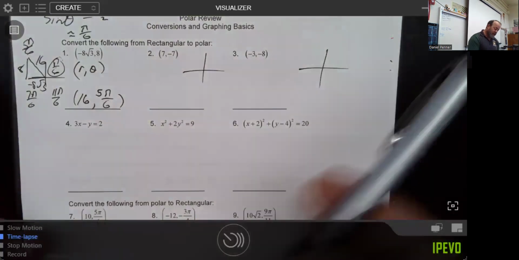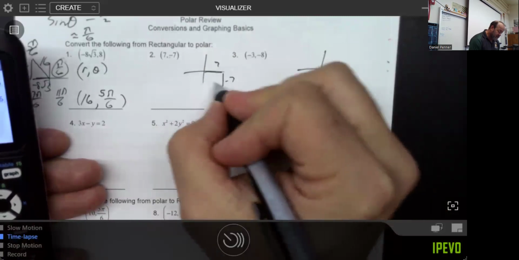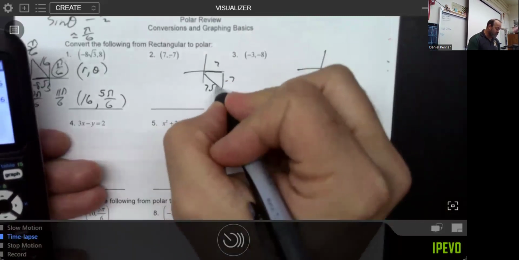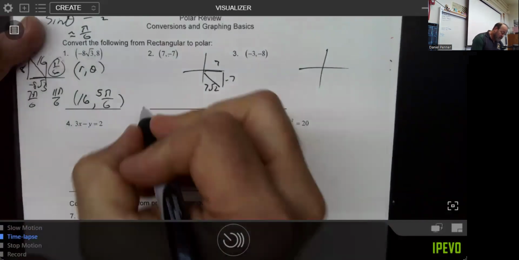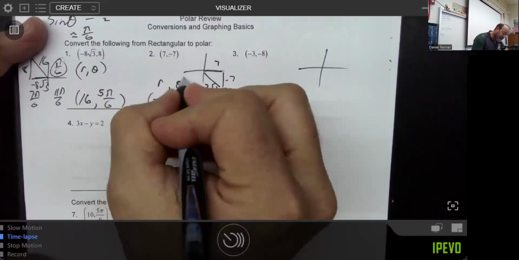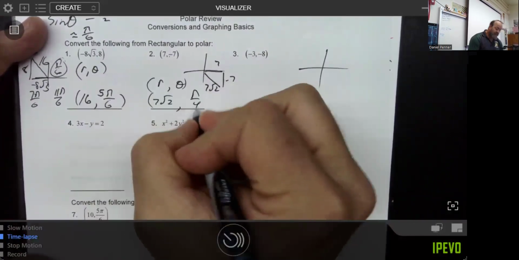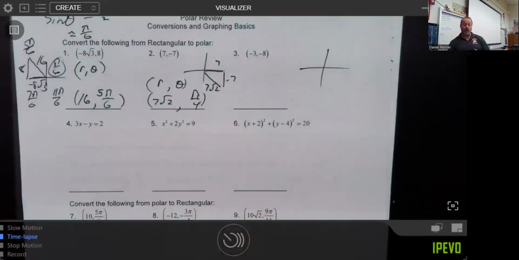Now, similarly, right here, if you go to the right 7 and down 7, that's going to make a hypotenuse of 7 root 2. That's, again, another little special right triangle. So 7 roots of 2 would be my radius. And then I have to come up with my angle. Because it's isosceles, it has to be some kind of a pi over 4.